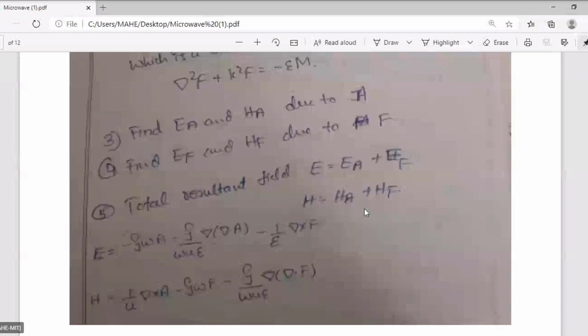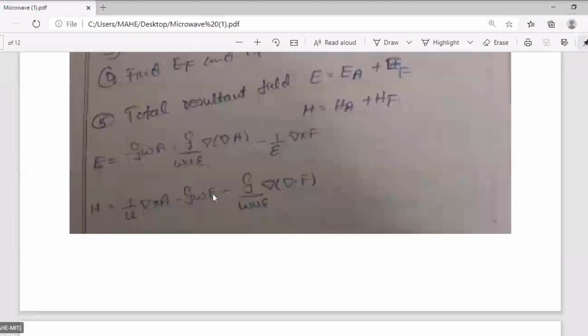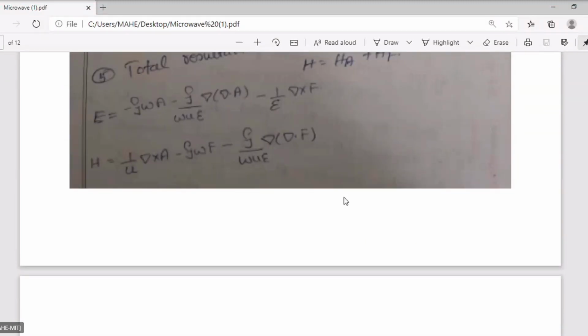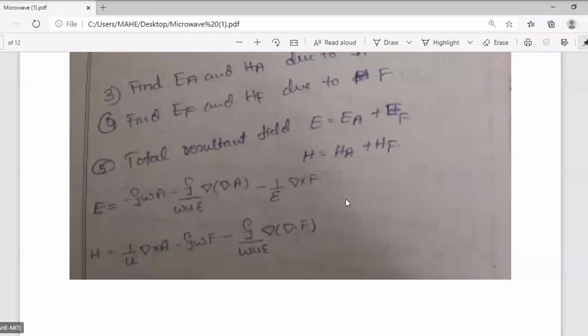That is when both electric current and magnetic current are present. So E is given by this complete expression, and the complete expression for H is given by this. Any questions till now? This is page 7 of what I sent to you. Is it fine? Yes, sir.